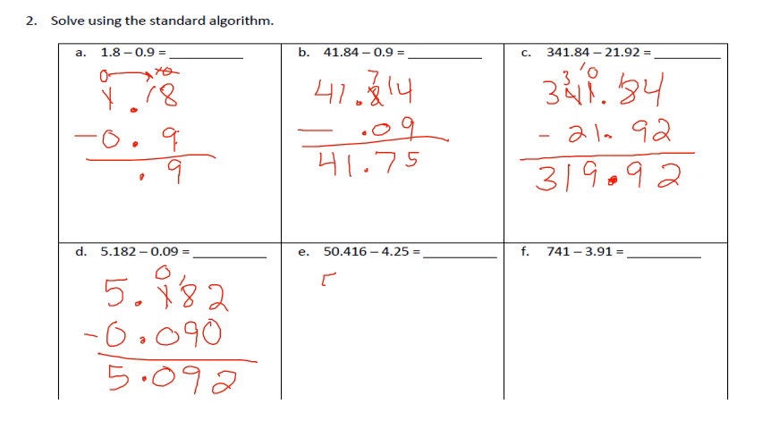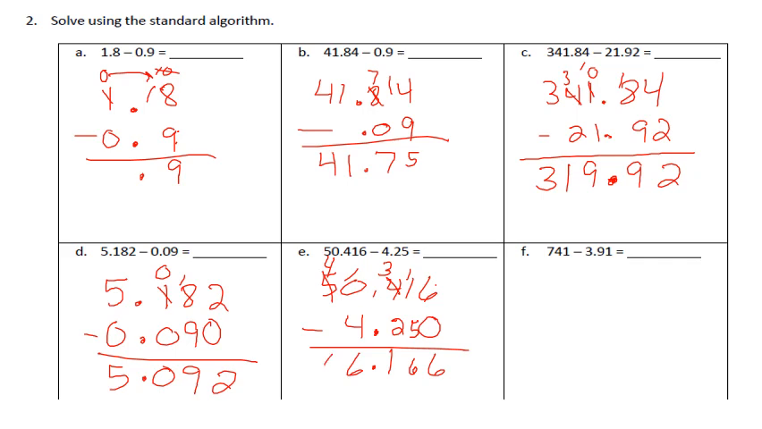On E, 50 and 416 thousandths. And we're subtracting 4 and 25 hundredths. Once again, we're going to make it even, so that's the same number of digits. 6 minus 0 is 6. We cannot take 5 from 1, so we're going to regroup the 4. Take 10 over. 11 minus 5 is 6. 3 minus 2 is 1. We cannot take 4 from 0, so we're going to regroup again. 10 minus 4 is 6, and 46 and 166 thousandths.